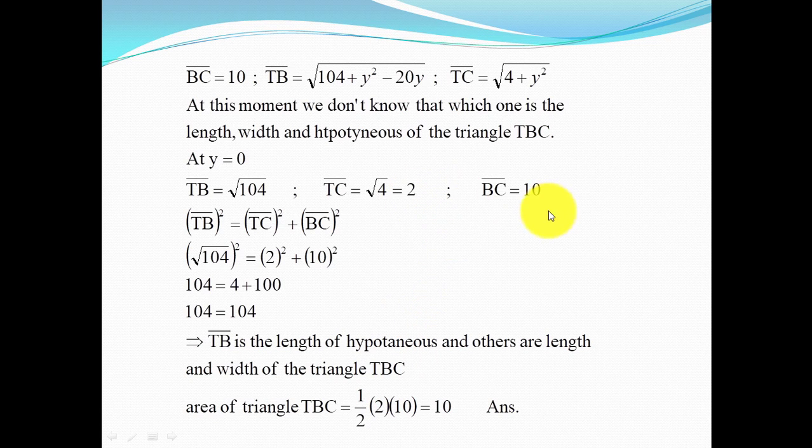These 2 and 10 are the width and the length of the triangle at y equal to 0. So the area of the triangle is 10. You can take these values, TC and BC, multiply them, and then multiply by 1/2, and we get the area of the triangle. This answer is just for a particular value of y, at y equal to 0. You can write it in the general way.